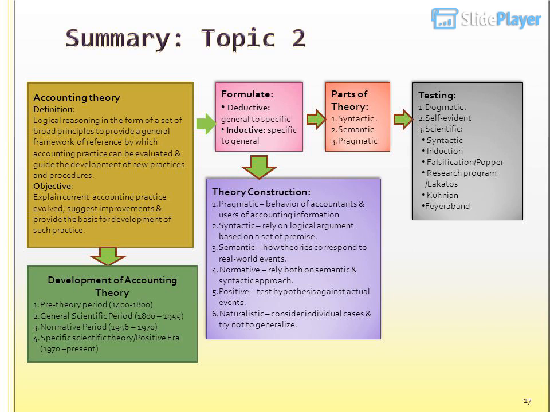Summary. Topic 2, accounting theory. Definition: logical reasoning in the form of a set of broad principles to provide a general framework of reference by which accounting practice can be evaluated and guide the development of new practices and procedures. Objective: explain how current accounting practice evolved, suggest improvements and provide the basis for development of such practice.